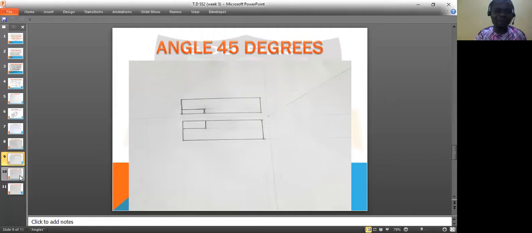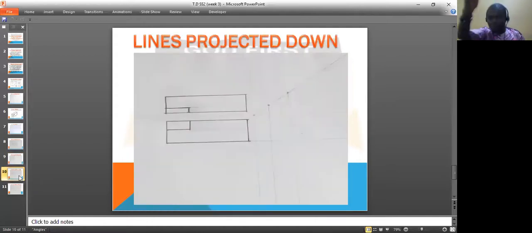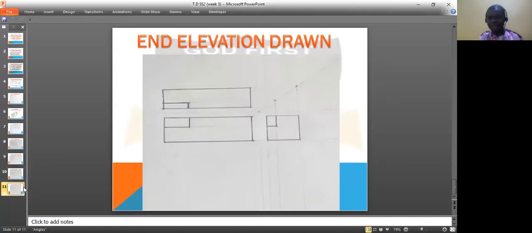After drawing the 45 degrees line, you project the lines down. These are the lines projected down, projected down, projected down. After projecting these lines down, what you need to do next is to get your end elevation here at this particular portion. With this one drawn to this side, and these two drawn here, that gives you the end elevation. This is the end elevation at the side of the front elevation. This is the front elevation. This is the plan, the front elevation, and then the end elevation is produced here. End elevation drawn. That's the last thing you have.